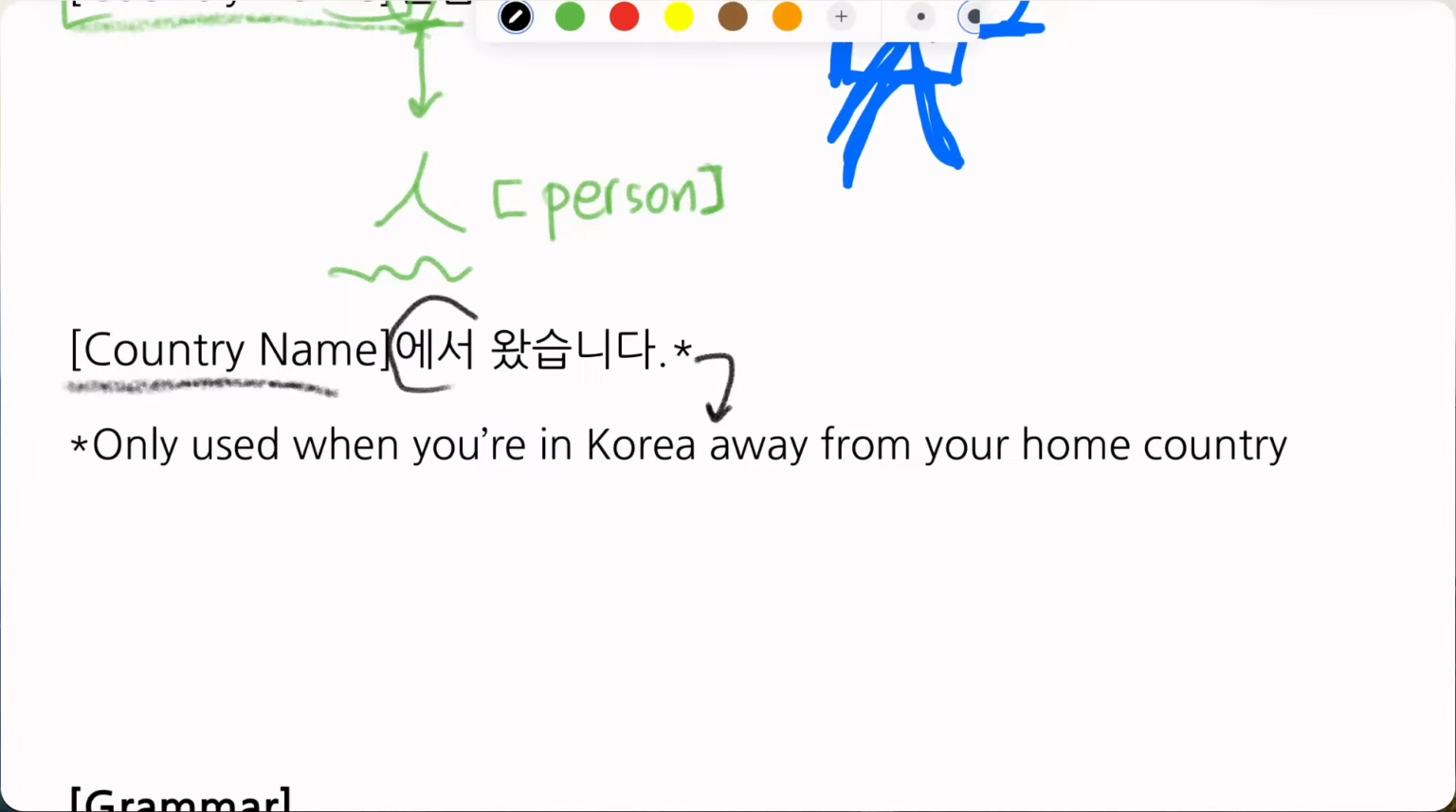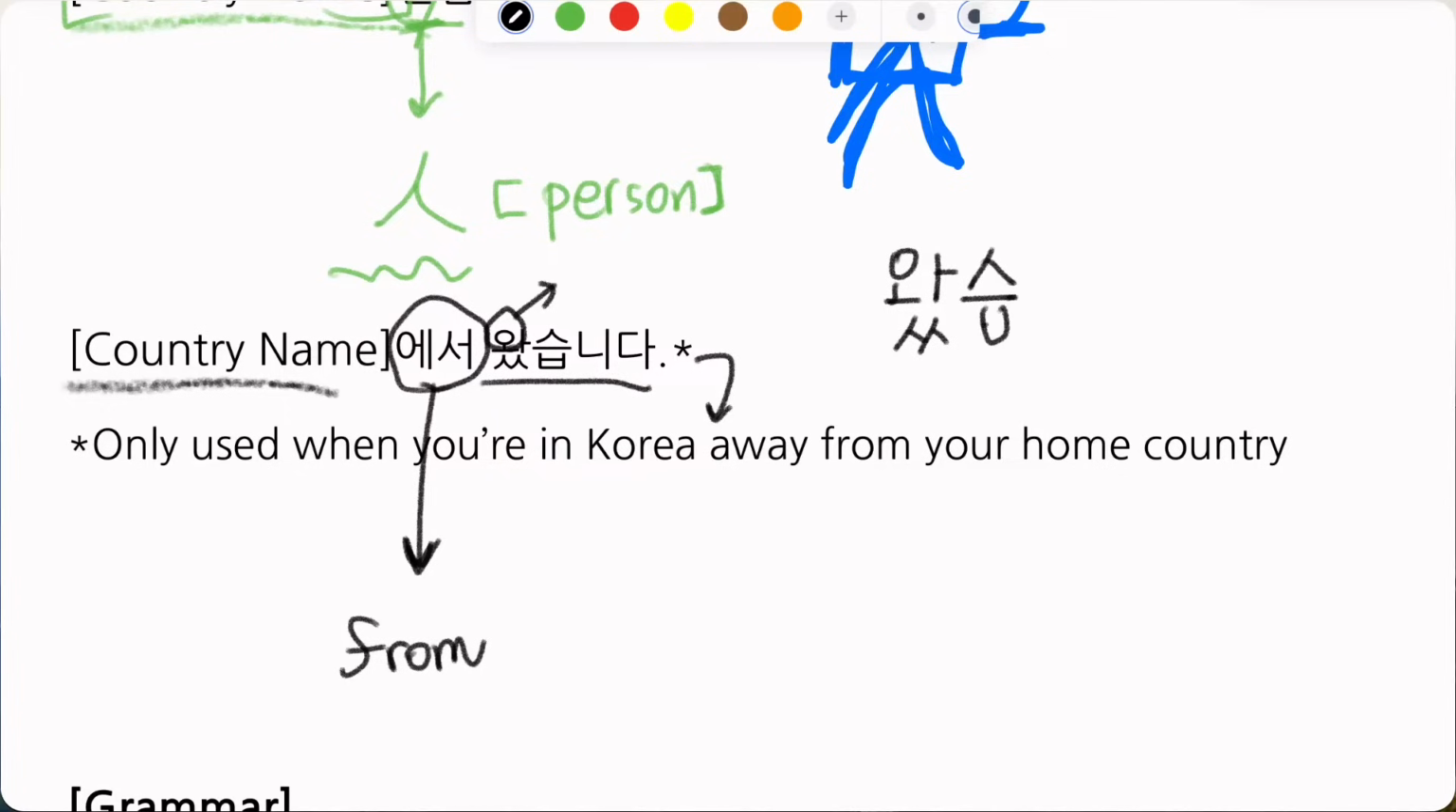Country name 에서 왔습니다. So this 에서 has multiple meanings, but in this context, it means from. 그리고 오다, 왔습니다 is a combination of the verb 오다's past tense plus 습니다. So since 오다 means come, 왔습니다 means came, right? So it literally means I came from the country name.